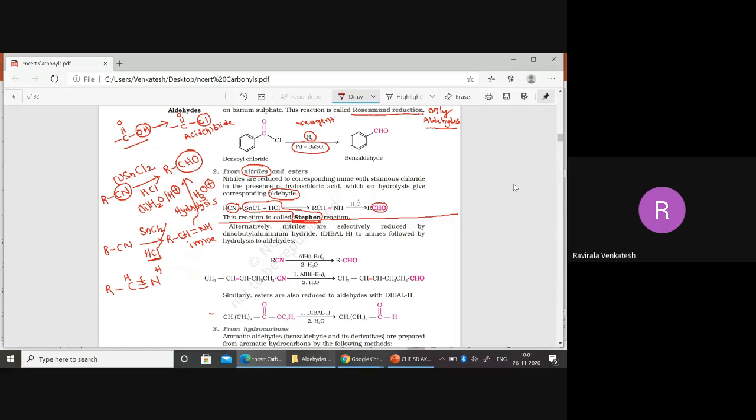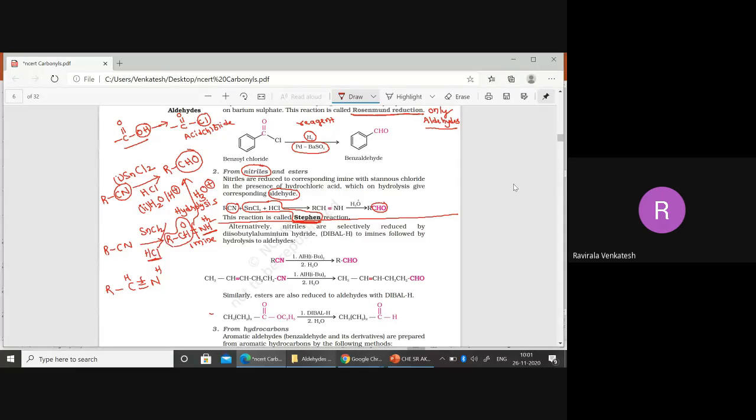This is also easy to remember. How? You see here, just break here and put water here, isn't it? One oxygen, two hydrogen. Now this will convert, ammonia will be removed, and this will be aldehyde. In this way also you can remember.